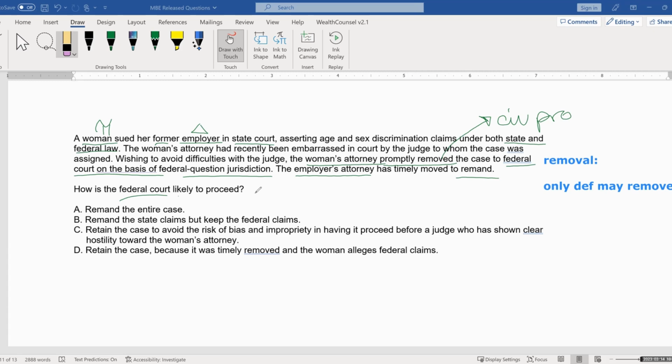So your answer should be the federal court should remand the case to state court because it was improperly removed, since the removal party is the plaintiff. Right? Answer choice A, remand the entire case. That sounds good, because we were thinking that the removal was improper because of it being removed by the plaintiff. Answer choice B, remand the state claims but keep the federal claims. It's okay for them to remand state claims, but they cannot keep the federal claim because the federal claim is improperly in the federal court, since it was improperly removed, since it was removed by the plaintiff.